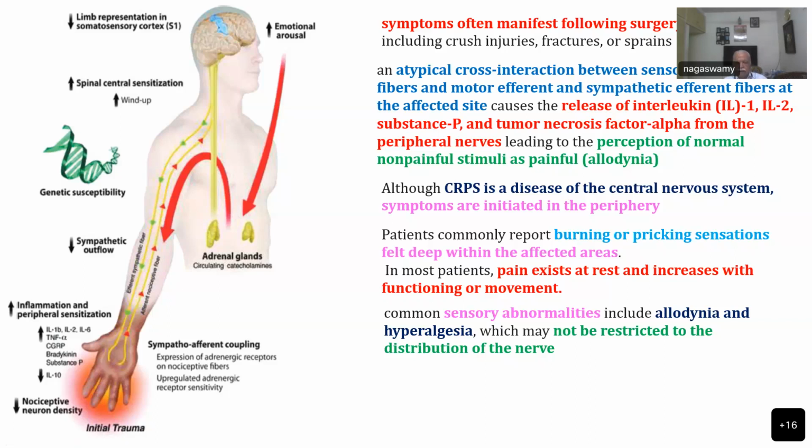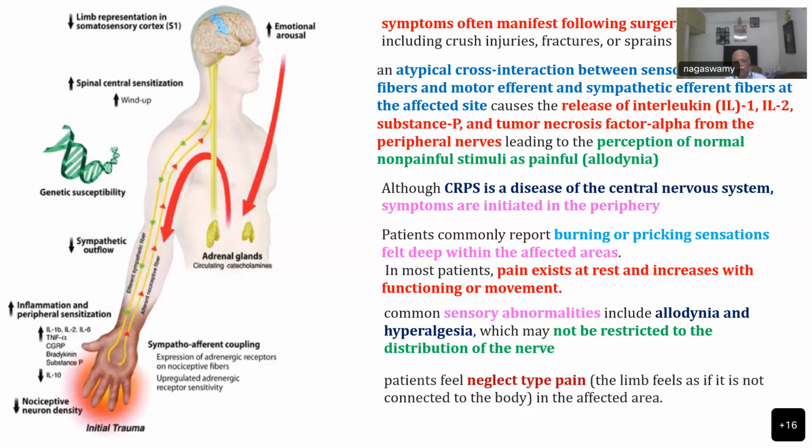So that is another characteristic. With all these clinical features itself, we have to diagnose because there are not many markers or any particular investigations which tell you that CRPS is there in a patient. Some patients feel it may be a neglect type of pain, and the limb feels as though it is not connected to the body in the affected area.